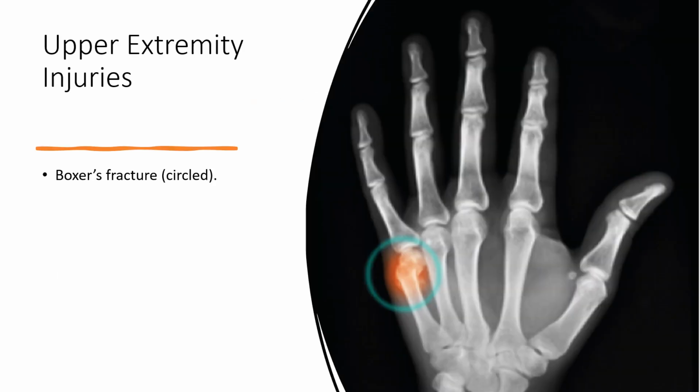So here we're going to look at the actual boxer's fracture where someone, many times the reason it's called a boxer's fracture is because it's from a punch, and we can see exactly where that strike happened and where that fracture happened right there on that pinky knuckle, as I was kind of talking about previously.